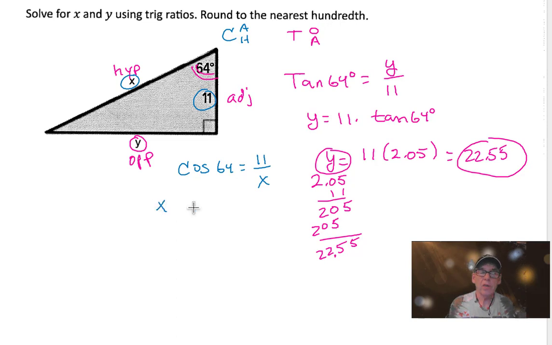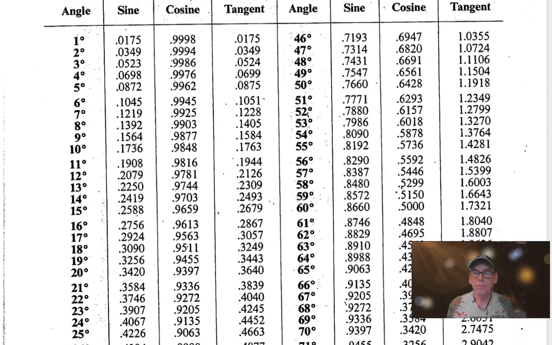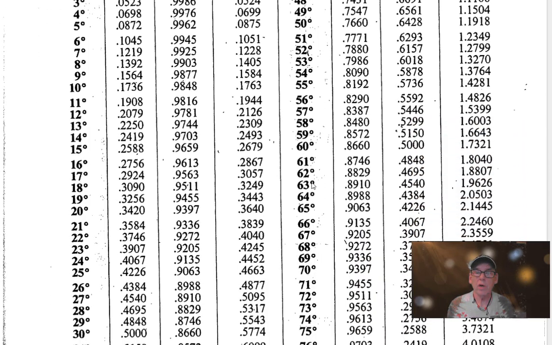Simplifying, multiply both sides by x. x times the cosine of 64 is equal to 11. We want to solve for x, so we're going to divide by cosine 64. Remember, cosine 64 is really just a decimal. And we get x equals 11 divided by cosine 64. Now if we go to our table, let's see what cosine of 64 is. So 64 degrees, looking for cosine, which is the middle column, we get 0.4384. We'll round it off to 0.44.